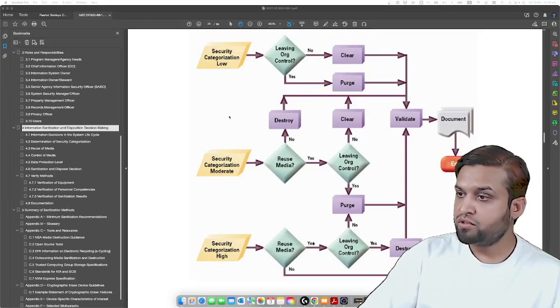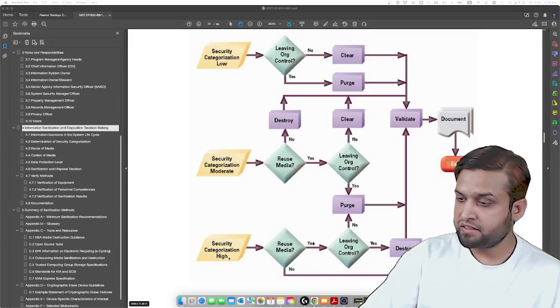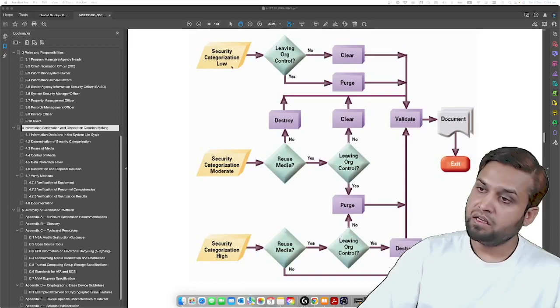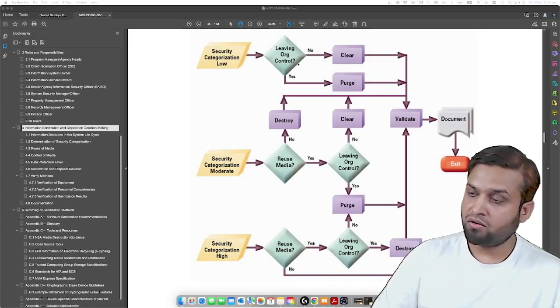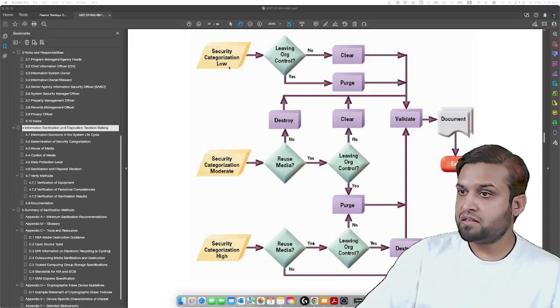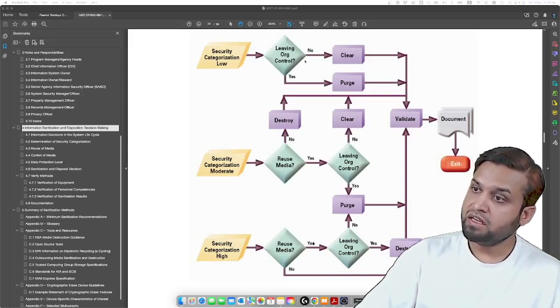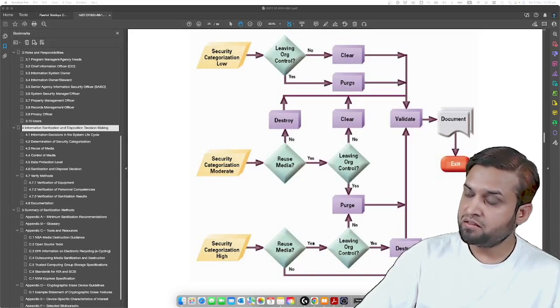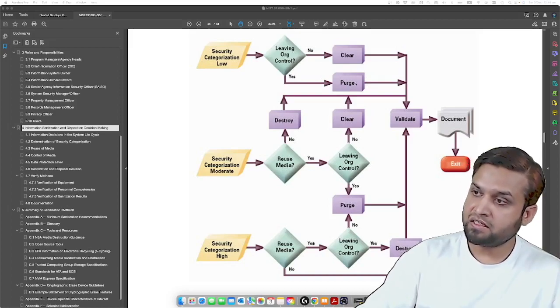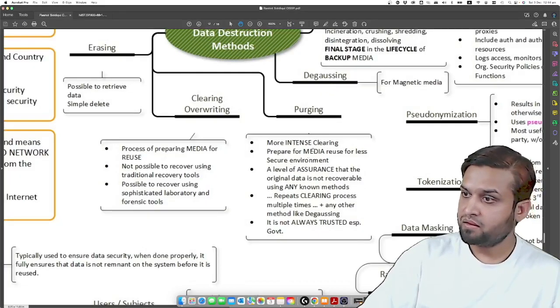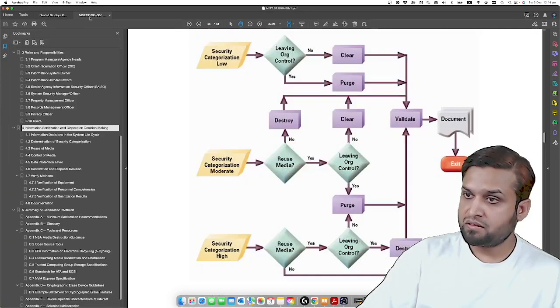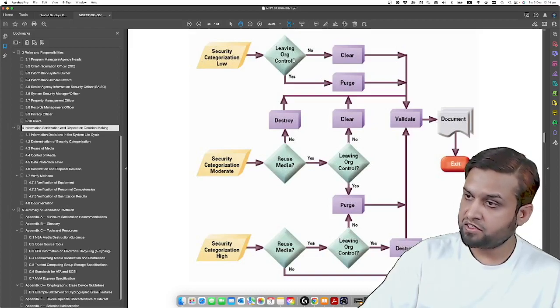Now, to understand this flow chart, these are the three security categorizations, and the diamond box asks whether the media is leaving my organization or not, right? Now, if it is low security categorized data or media, and it is leaving the organization's control, then what we do is just purging, and purging is basically intense clearing, as I explained here. And after purging, we validate and document. This is the usual flow for low categorization media.